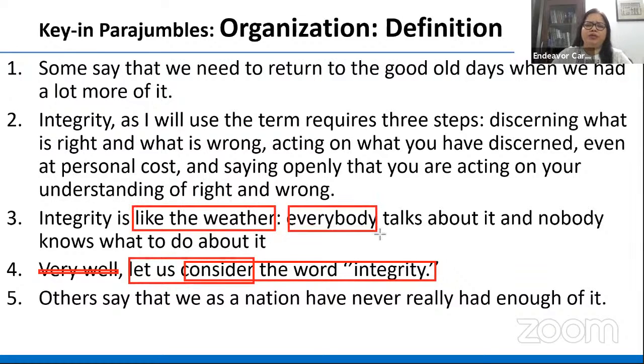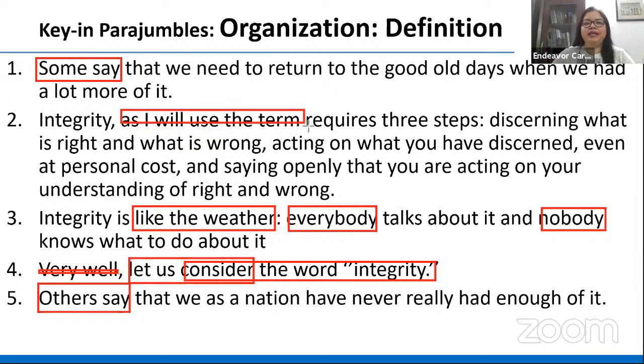Everybody has an opinion about it, but nobody knows anything about it. Everyone has an idea, an opinion about it. And what is everybody's opinion? Some say that we need to return to the good old days when we had a lot more of it. Others say that we as a nation never have had really enough of it. But as I will use the term, integrity requires 3 steps. This is a complete definition of integrity.